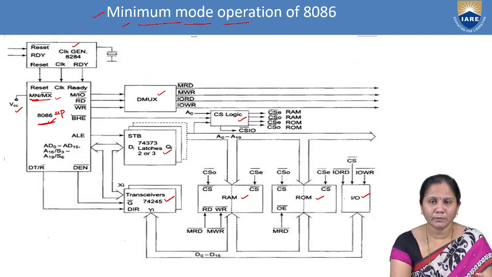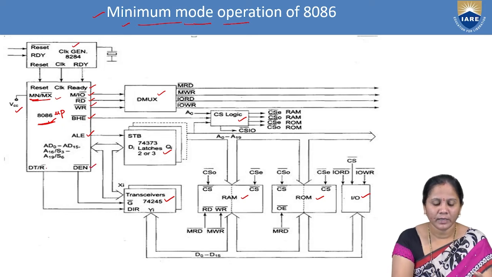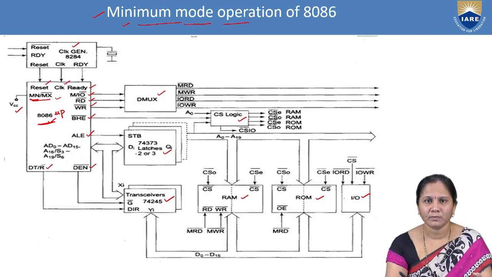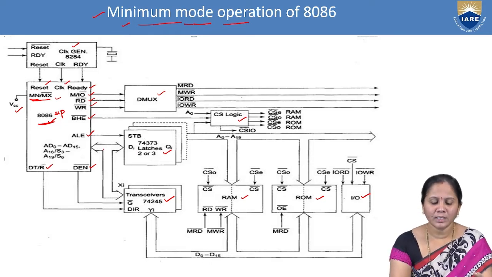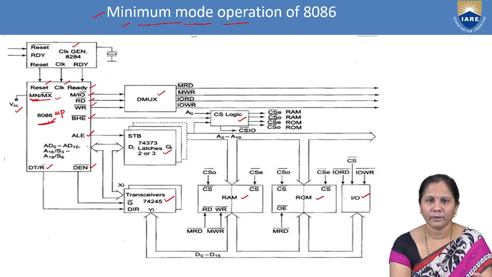For example, if you see the 8086 here, the control signals like ready signal, memory and IO, read, write, bus high enable, address latch enable, data enable, data transmit and receive, reset, clock, all these are the control signals. If it is operating in the minimum mode, all these control signals will be present within the 8086 microprocessor only.